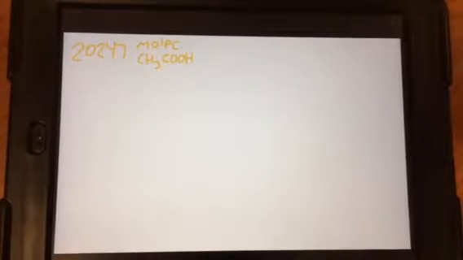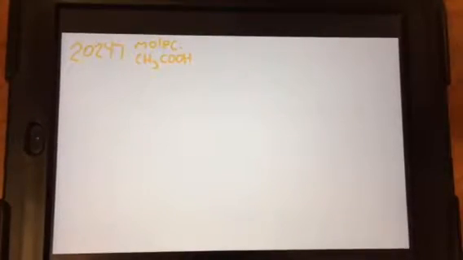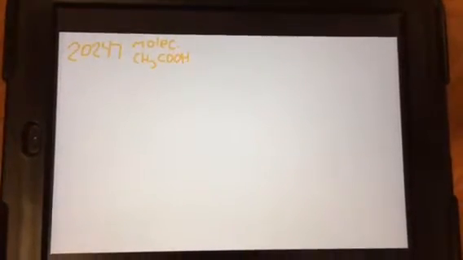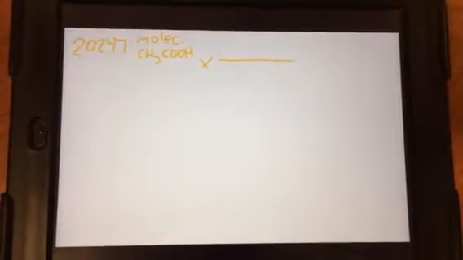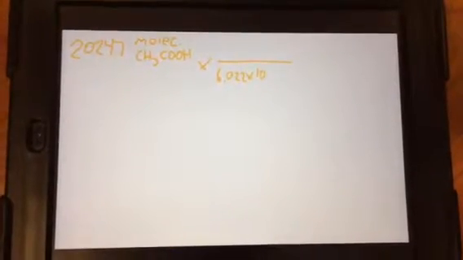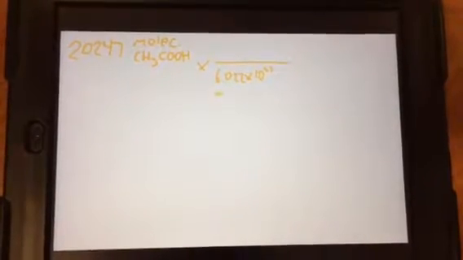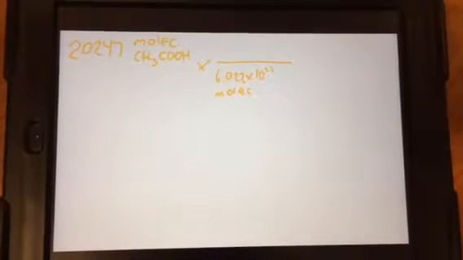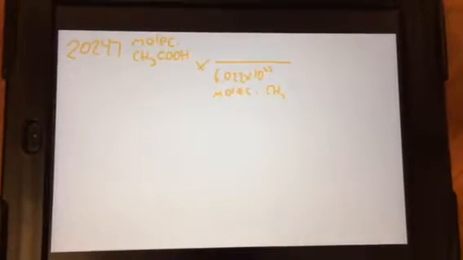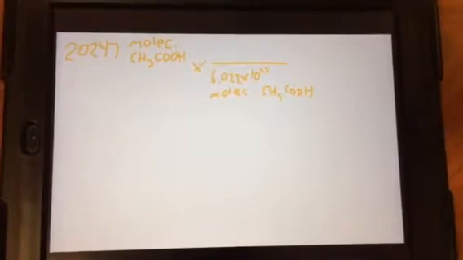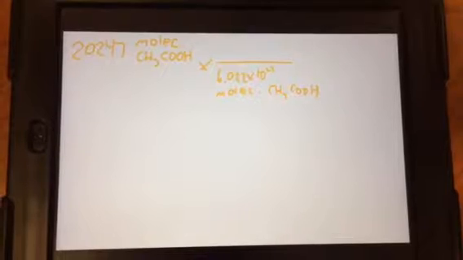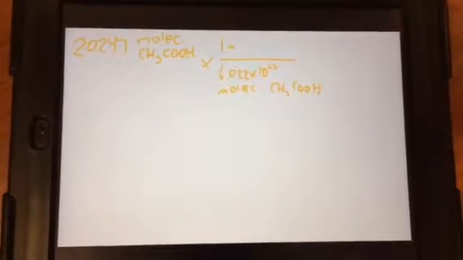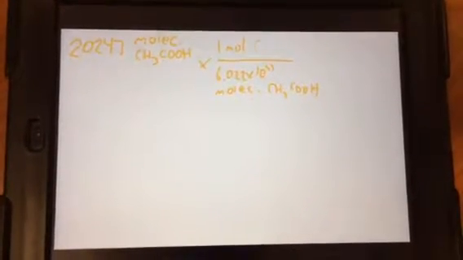So now we have molecules of acetic acid, and we're trying to get to moles of acetic acid. So to do this, we use a conversion factor of 6.022 times 10 to the 23rd molecules of acetic acid. And that is Avogadro's number, 6.022 times 10 to the 23rd. And there's that many molecules in 1 mole of acetic acid.